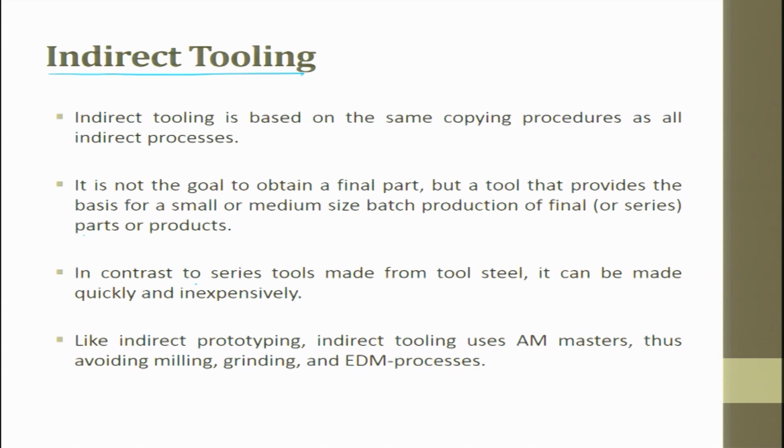In contrast to series tools made from tool steel, it can be made quickly and inexpensively, as compared to the die industry. In the die industry, many a times they use tool steel. This tool steel many of the times is made by machining operations. Machining can be conventional and it can be non-conventional. Non-conventional, though you get the required output, is an energy inefficient process. So, it takes a lot of time to make it.